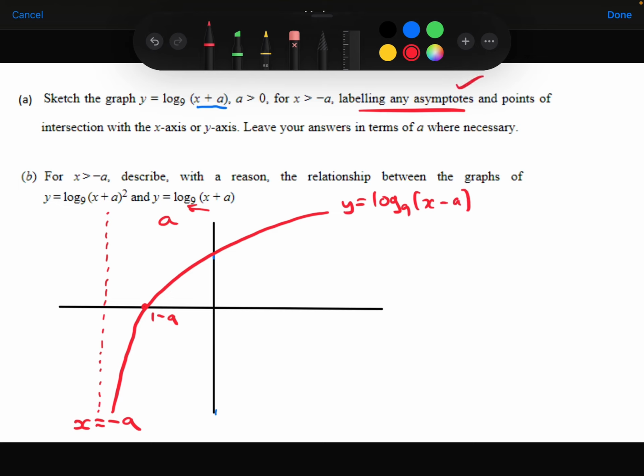I have labelled the asymptote. I have marked the intersection with the x-axis. I haven't marked the intersection with the y-axis yet, this point here. So I do need to do that. The one thing I know at that point is this is where x equals 0. So if I were to substitute 0 into my equation here, I'll get y equals log base 9 of 0 plus a, which is just a. So this point here is log base 9 of a, whatever a is. And there we go. That is my answer for part A of this question.